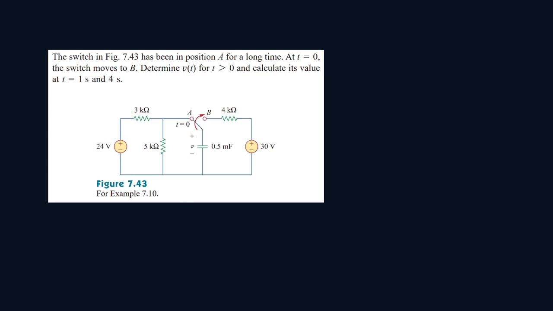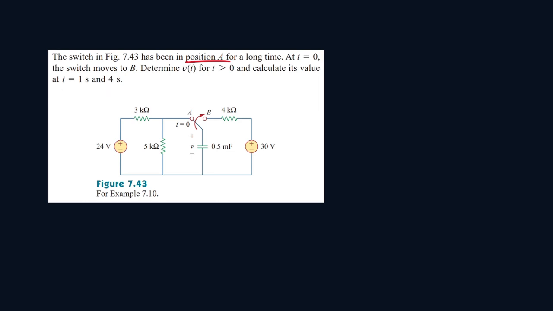Okay, so for the following one, we see that the question tells us that it's been in position A for a very long time, and at t equal to 0, the switch moves to B, and then we have to find V(t) for when t is greater than 0, and then calculate what V is when t is 1, and when t is 4.